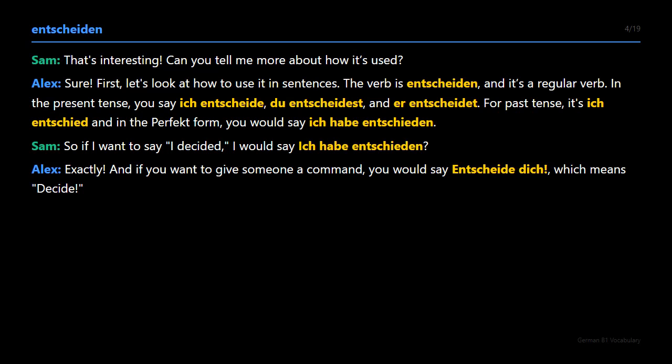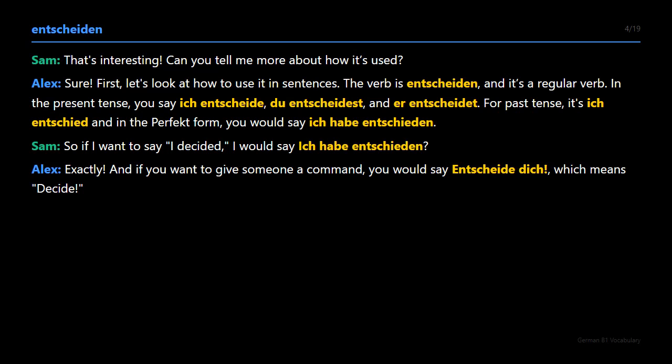For past tense, it's, Ich entschied. And in the perfect form, you would say, Ich habe entschieden. So if I want to say I decided, I would say, Ich habe entschieden. Exactly. And if you want to give someone a command, you would say, Entscheide dich, which means decide.